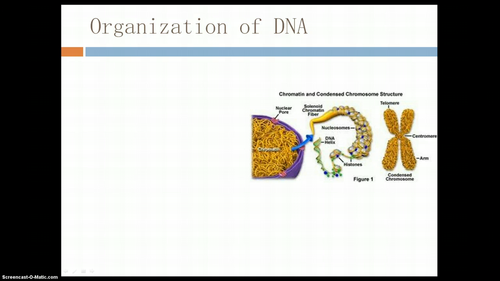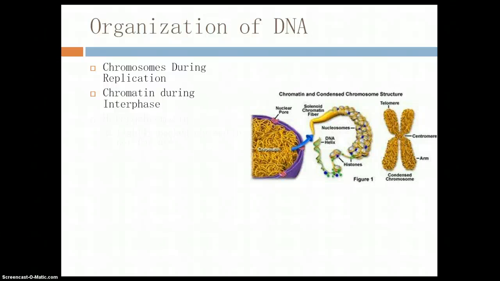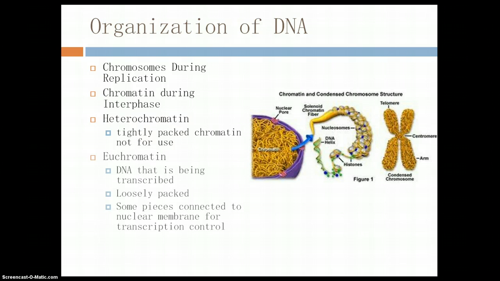DNA is organized into chromosomes, which we talked about during mitosis and meiosis, and those chromosomes are used for the process of replication. Now, those chromosomes during interphase are in this sort of uncoiled string called chromatin. Well, there's basically two types of chromatin. First, there's heterochromatin, which is chromatin that's tightly packed and it's just being stored, it's not being used. And the other type is euchromatin, DNA that's being transcribed. It's DNA that's currently actively being used. It tends to be more loosely packed, that way all of the structures can get near it.